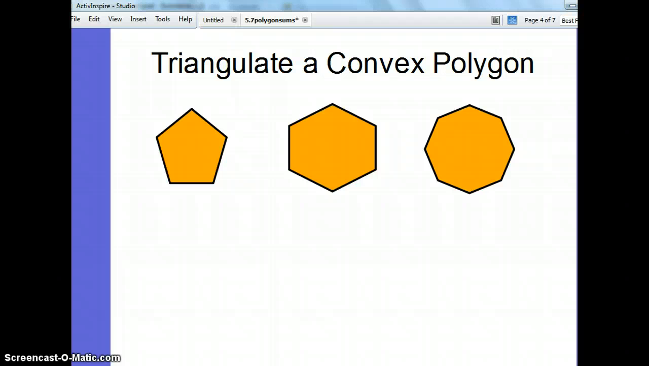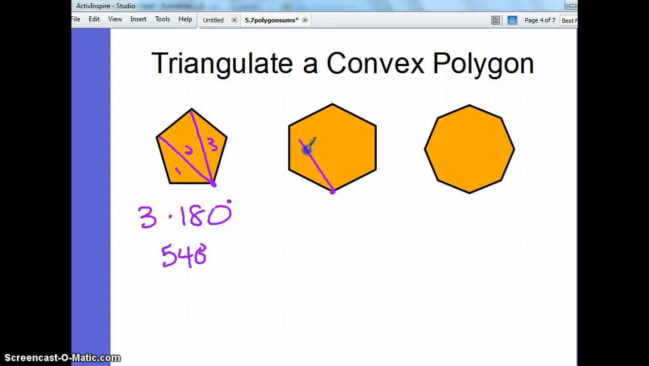As we get larger, we go back to the idea of the triangle, and we triangulate it. So if I go with a pentagon, if I start with one point, and I draw in the diagonals, I have 3 triangles. Each triangle is 180 degrees. So 3 times 180 degrees, because there's 3 triangles, gives me 540 degrees. If I go to a hexagon, 1, 2, 3 diagonals, which gives me 4 triangles. So it's 4 times 180 degrees that all of those angles are going to add up to.